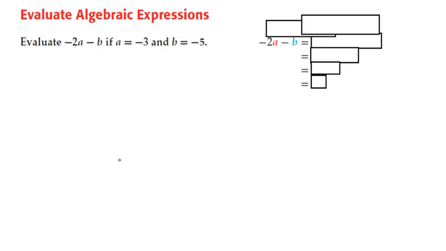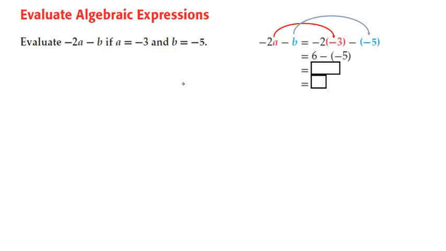How about evaluating algebraic expressions? Here we have the expression negative 2a minus b. We want to know what the value of that expression is if we let a be negative 3 and let b be negative 5. The first thing we need to do is rewrite that with negative 3 and negative 5 substituted in for a and b. And then we're going to evaluate what we get. Negative 2 times negative 3 is a positive 6. And then we have minus a negative 5. Well, 6 minus a negative is a plus, and that gives us 11.